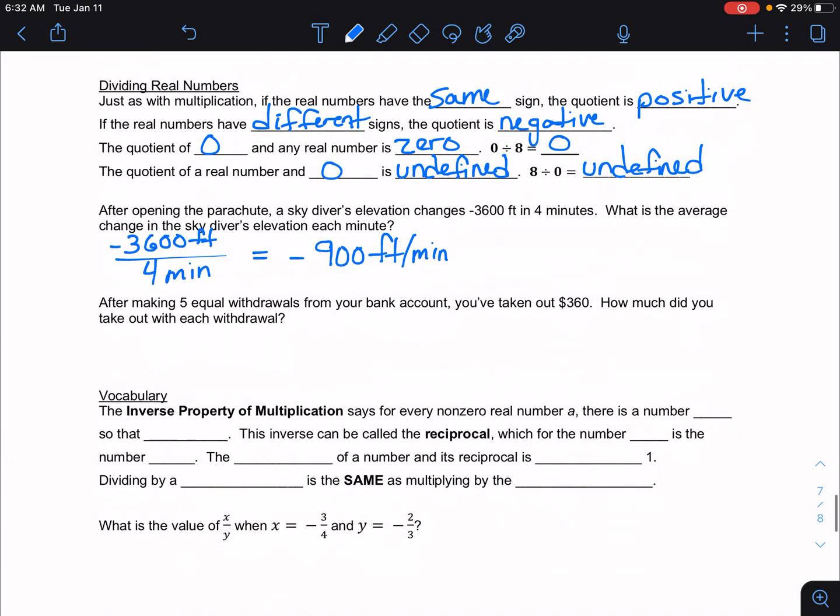Okay. For the next one, it says, after making 5 equal withdrawals from your bank account, you've taken out $360. How much did you take out with each withdrawal? Well, let's figure it out. If we take $360 and divide that by 5, 360 divided by 5 is $72 per withdrawal. And it was a positive divided by a positive, so our final answer there does need to be positive.